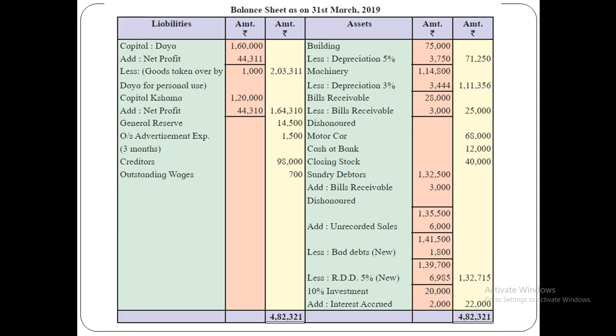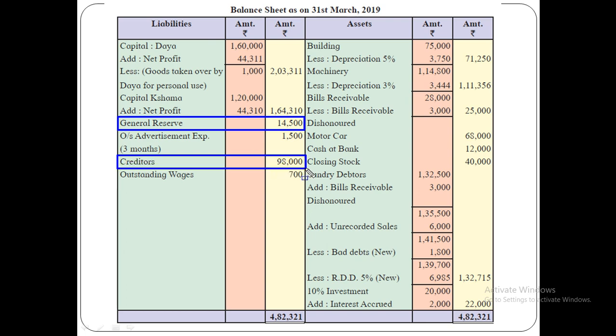First item is general reserve. General reserve is the very first item in this, but here we are not going to write this item in the very first row of liabilities. We always write capital accounts in the first row, means, always keep in mind, we have to leave at least 5 to 6 lines for capital account in the final account. After that we can write general reserve here. General reserve amount rupees 14,500. Next is creditors. Next to that, here we have creditors.